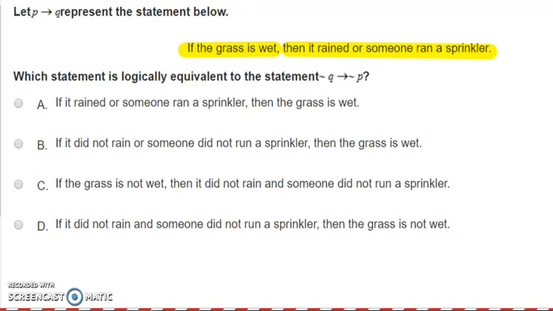So in this case, it did not rain comes first, which means it's not A and it's not C, and it's not wet. Well, this says it is wet, so that's wrong. So in that case, my answer is D.